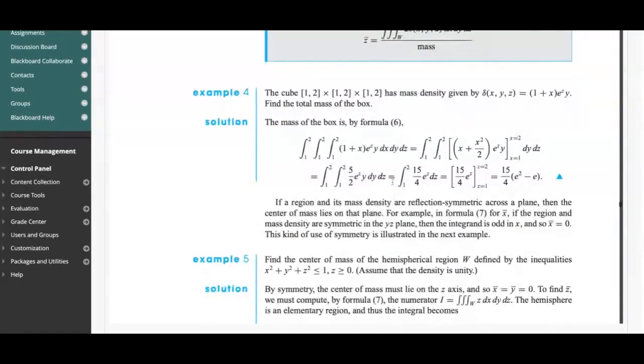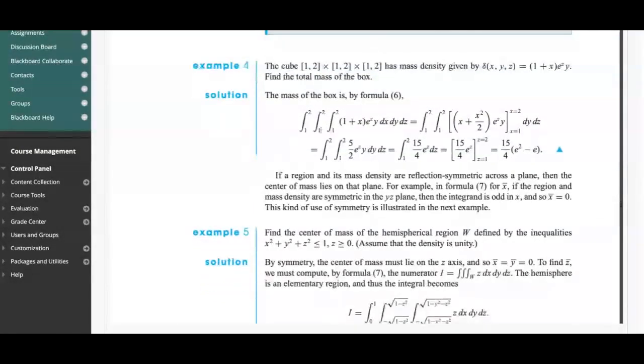Let's see an example. The density function is given as such. Then over the cube, 1 to 2, 1 to 2, 1 to 2, right? What is the mass of this cube, or the volume of this cube, which is 1 times 1 times 1, which is 1. So we set up the triple integration, integrate the integrand, the density function. So what do we get? We get 15 over 4 e squared minus e.